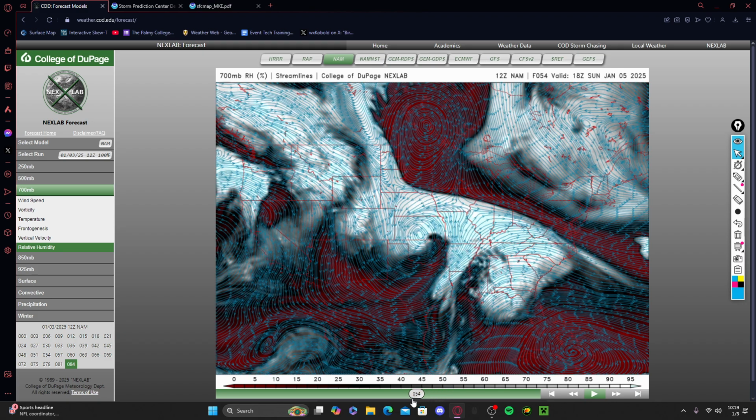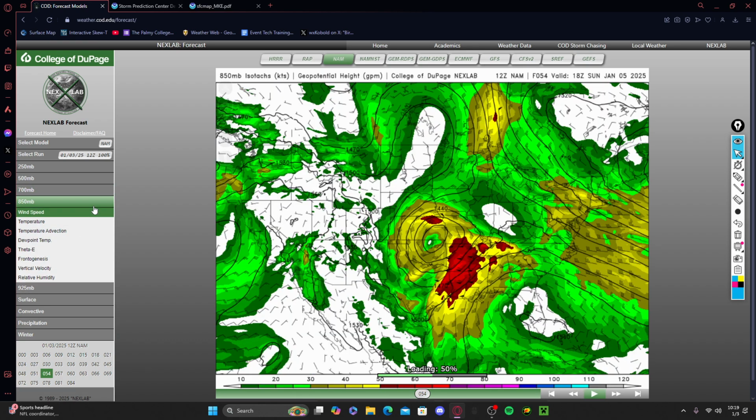You also might use this for relative humidity again. It helps to see what your moisture is at the mid levels. For example, this trough we have moving through has a lot of moisture up here in these regions. That will help with snowfall. For 850 millibars, again, we can use wind speed. This is often useful for looking at how much supercells will rotate. So when you look at severe weather, 850 millibars is relatively close to the surface.